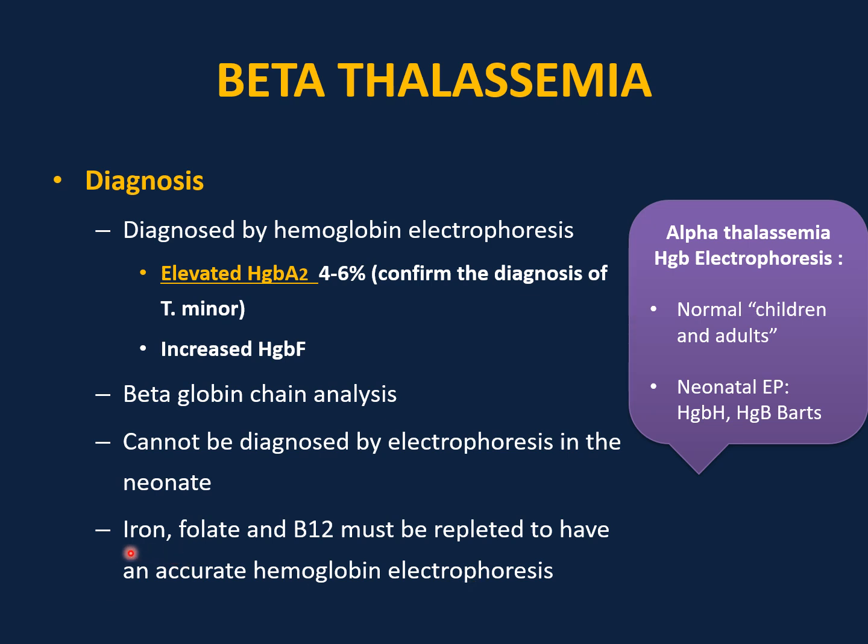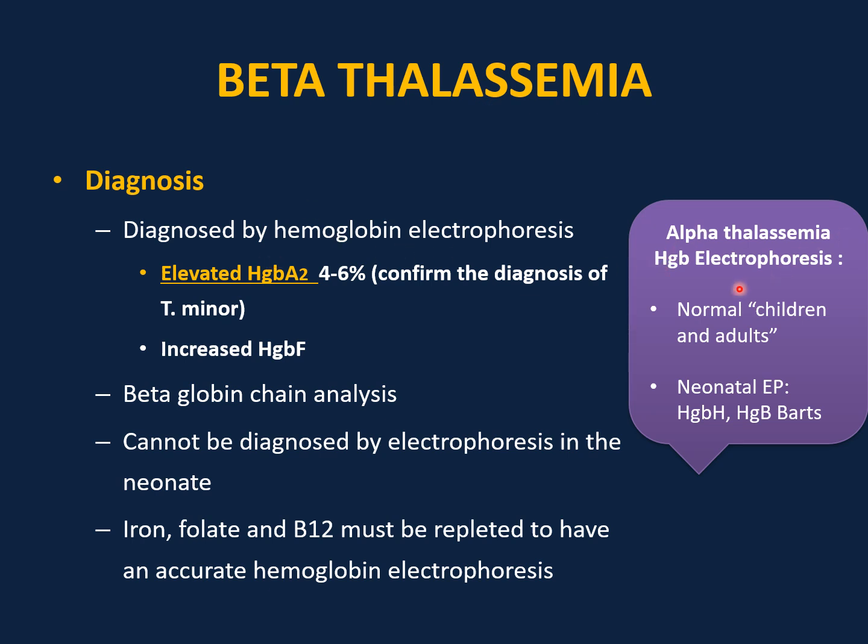For example, if you have iron deficiency anemia and you do hemoglobin electrophoresis for a patient with beta thalassemia, the hemoglobin A2 can be normal, and if it's normal, this does not rule out beta thalassemia. It is normal because of concurrent iron deficiency. Very important to keep in mind that in cases of alpha thalassemia, hemoglobin electrophoresis is normal, and this is a key point during the exam or even clinically. So if you see beta thalassemia, the hemoglobin electrophoresis is abnormal.